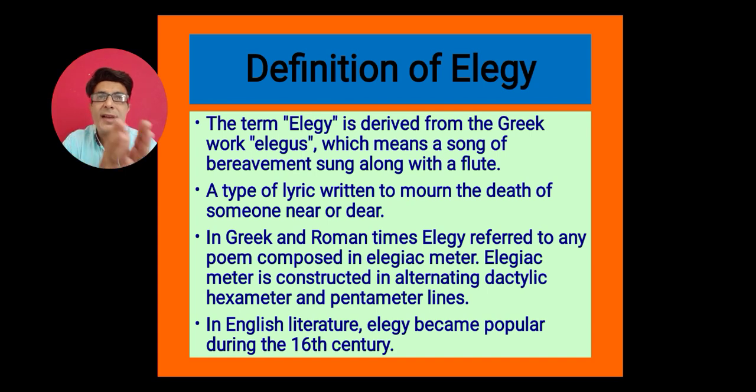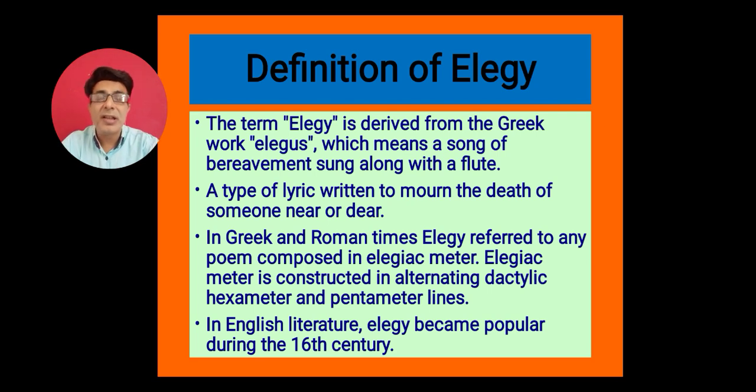The first line is hexameter. Hexa means 6, so hexameter lines mean 6 dactyls are found in the first line. In the next line there are 5 dactyls. Pentameter, penta means 5. So 6, 5, 6, 5, 6, 5. This is how we find the length of the poem in the ancient elegies.